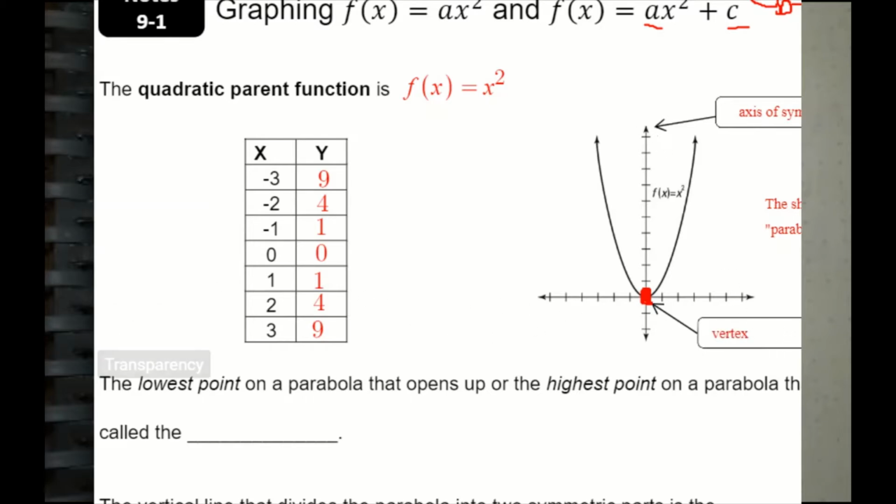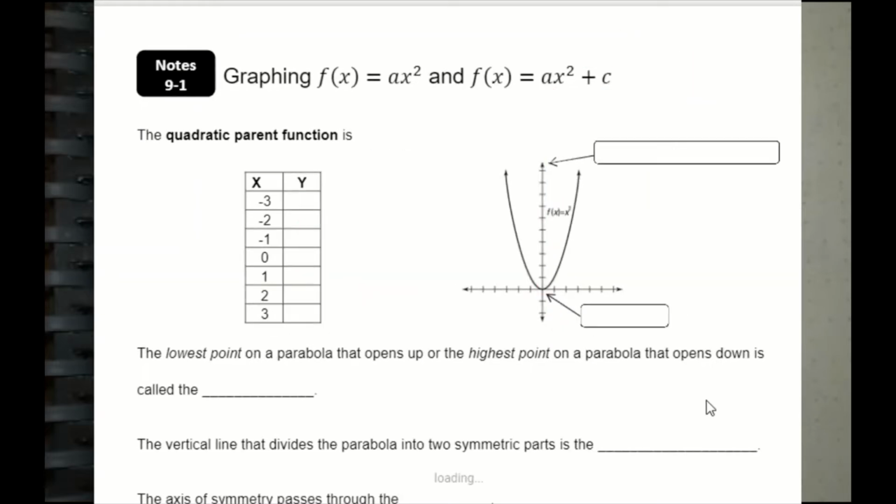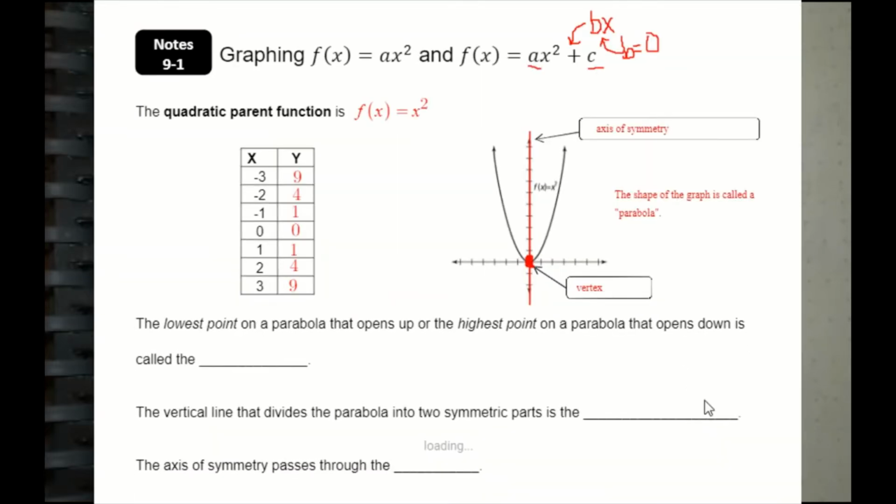And then we've also got this line called the axis of symmetry, which is the line that actually goes straight through the vertex. And it is a line, so the way you describe lines mathematically is with an equation. So your axis of symmetry is always going to be something like x equals some number. The vertex is going to be just a pair of coordinates. So we've got the axis of symmetry, we've got the vertex.